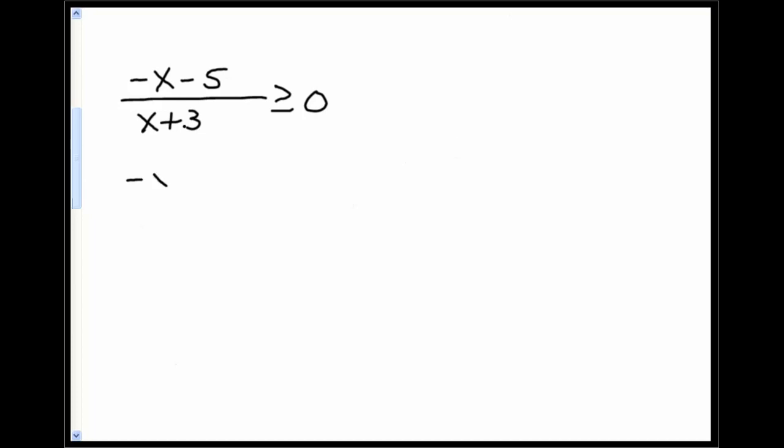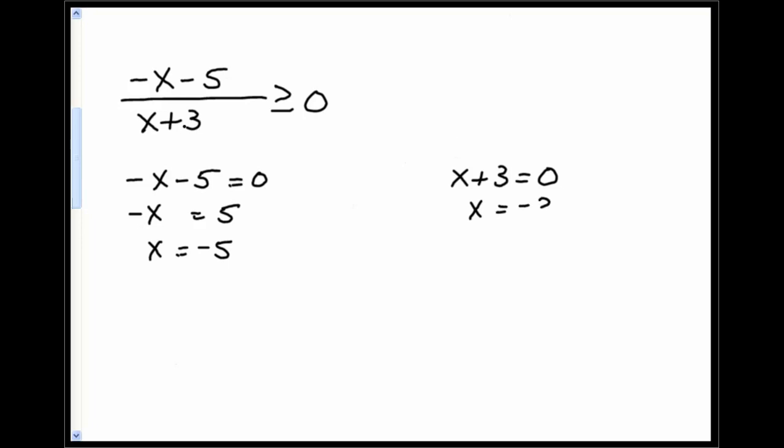So here we'll have -x - 5 = 0, x + 3 = 0. So here we'll have -x = 5, and then x = -5. Here, subtracting 3, we'll have x = -3. So when the numerator is 0, that's where the expression is 0, and when the denominator is equal to 0, that's where the expression is undefined. So these two boundary points we're going to place on our number line.